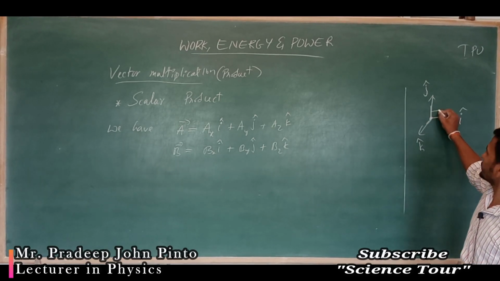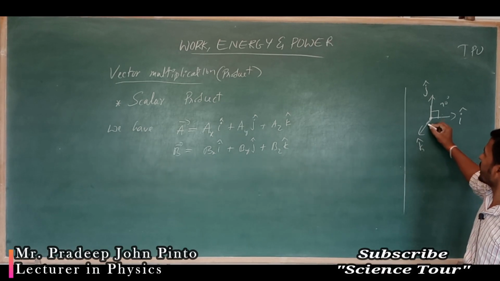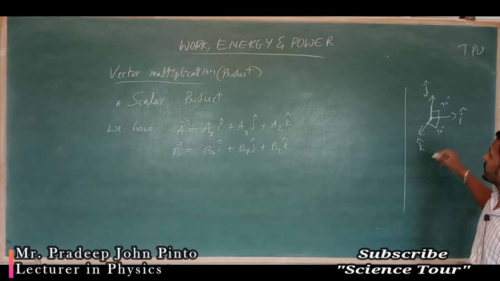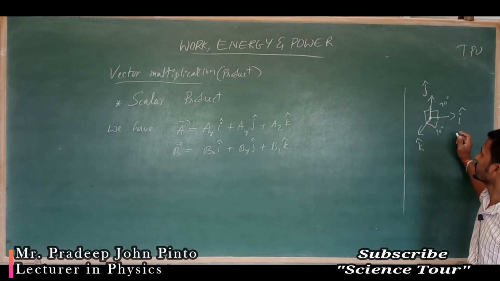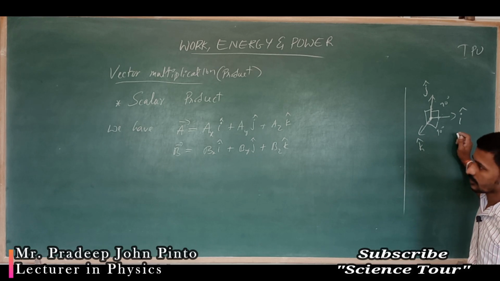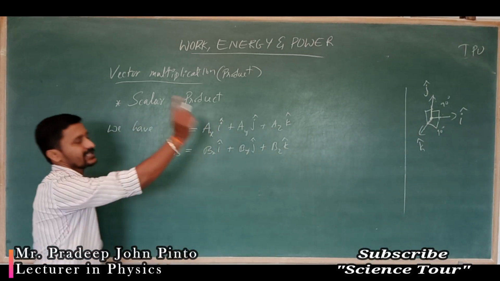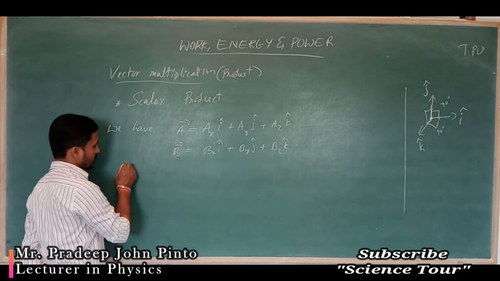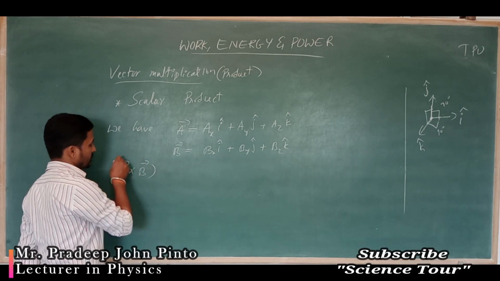What is the angle between i and j? 90 degrees. What is the angle between i and k? 90 degrees. What is the angle between j and k? 90 degrees. All are mutually perpendicular. After that, with the information I have given, let's multiply, because we are concentrating on multiplication.